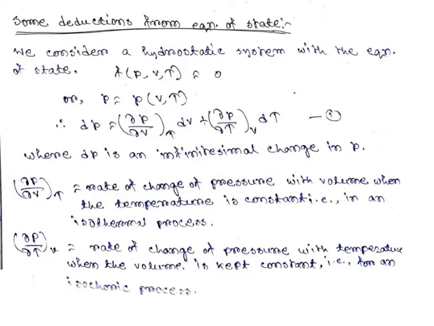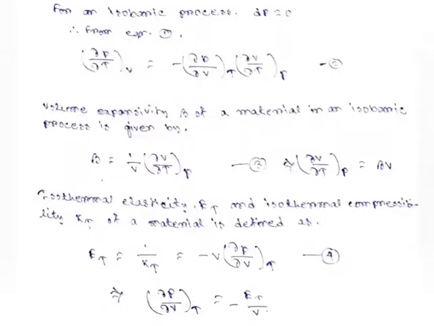Then the infinitesimal change in pressure, that is dP, can be written as in equation 1. In equation 1, del P del V at constant T is the rate of change of pressure with volume when temperature is kept constant, that is, in an isothermal process, and del P del T at constant V is the rate of change of pressure with temperature when volume is constant. Now for a constant volume process, the change of volume will be equal to 0. Then from equation 1 we can write del P del T at constant V as equation 2.